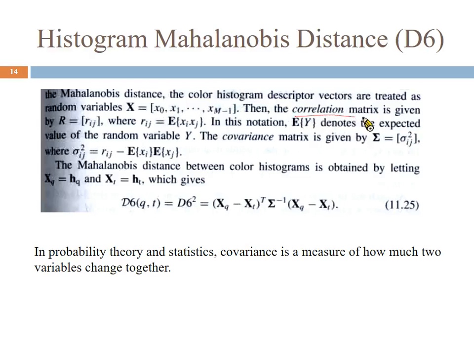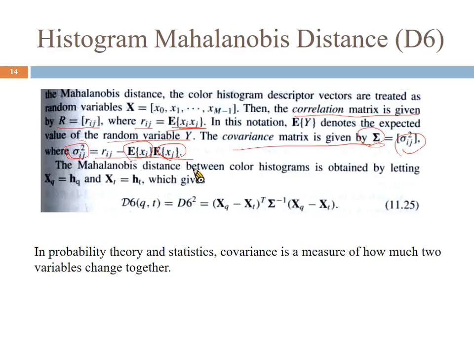Then the correlation matrix is given by R, where Rij is equal to the expectation value of xi and xj. In this notation, E[y] denotes the expected value of the random variable y. And then the covariance matrix is given by sigma. Sigma ij squared is equal to Rij, the correlation, minus the multiplication of the expectation value of xi and xj. So this is the covariance matrix.